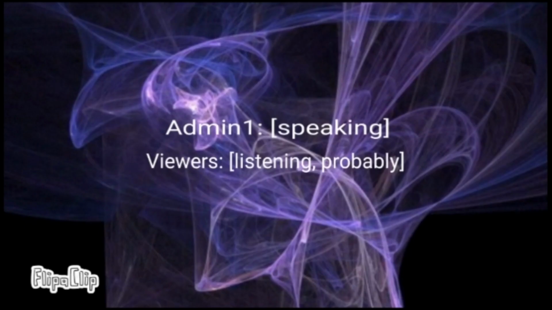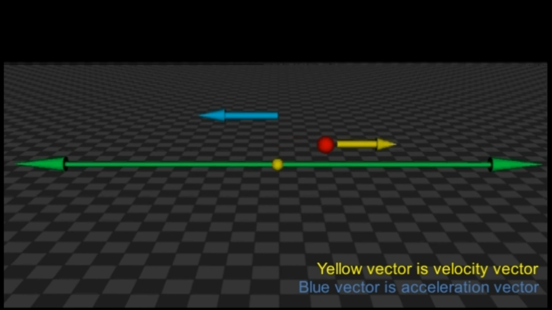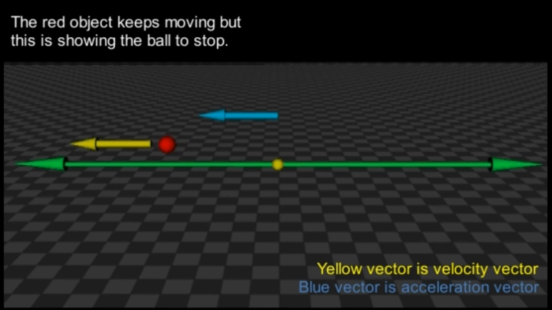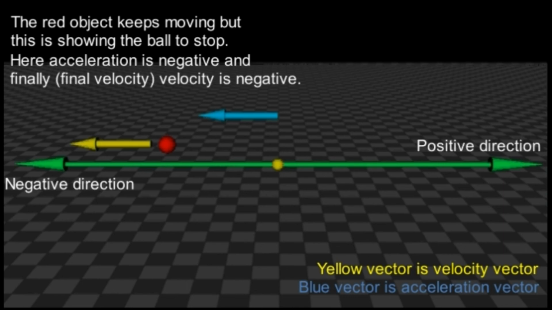Now, in this example, you see that the velocity is negative whereas the acceleration is positive. What does this mean? It means that the direction of velocity is opposite to the direction of acceleration. Now, we solve this problem without considering this. What you need to do is assume a direction to be positive and the opposite direction to be negative.